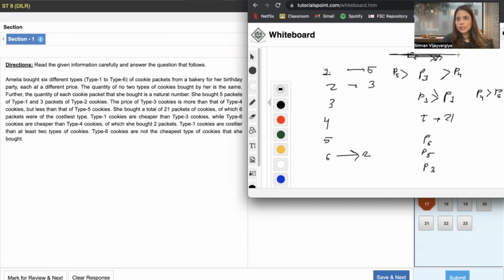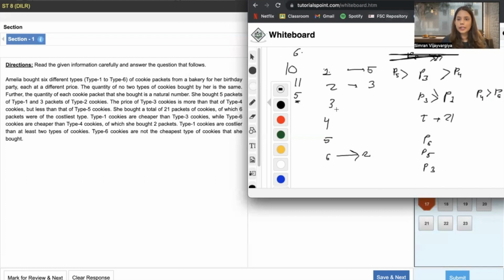Great. Wherever she bought 6 packets, that was the costliest. So we know there is another number that we have, 6. So 1, 2, and 6 total. Type 1, type 2, and type 6. The total of it becomes 10. And total we had 21 cookies. So the remaining 11 are left. If 6 is gone, we have 5 more remaining for the rest of them.